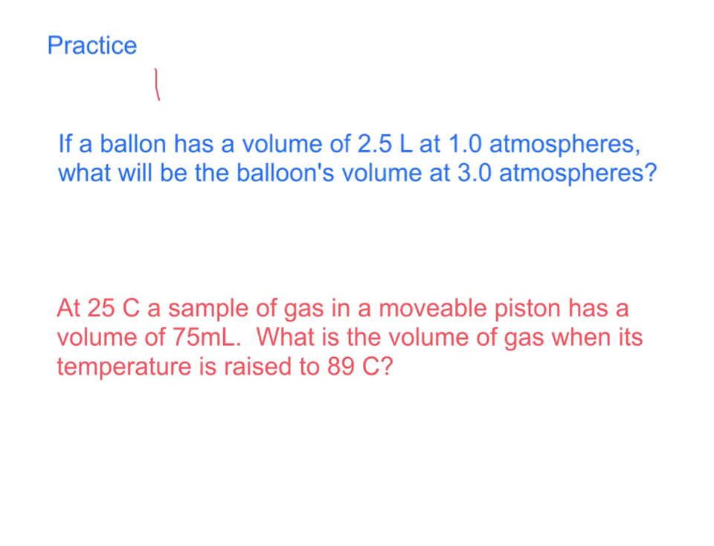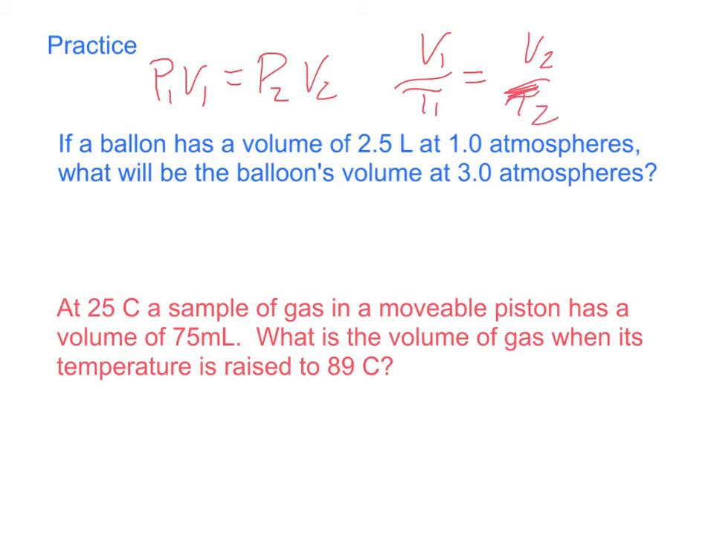Boyle's law is V1 times P1 equals P2, V2, and then V1 over T1 equals V2 over T2. So those are our two laws in question.